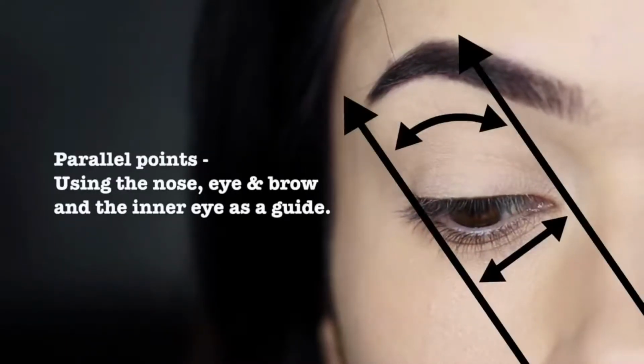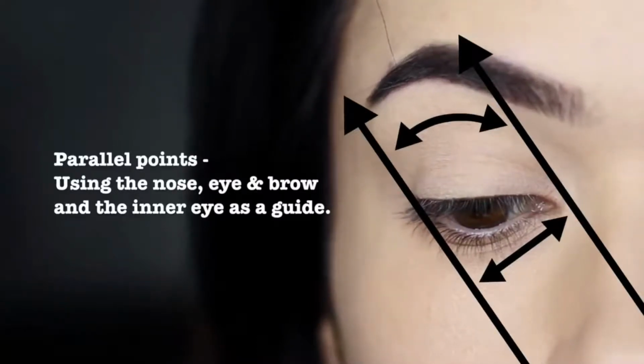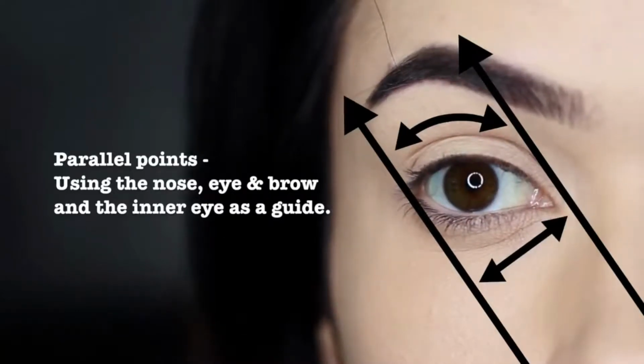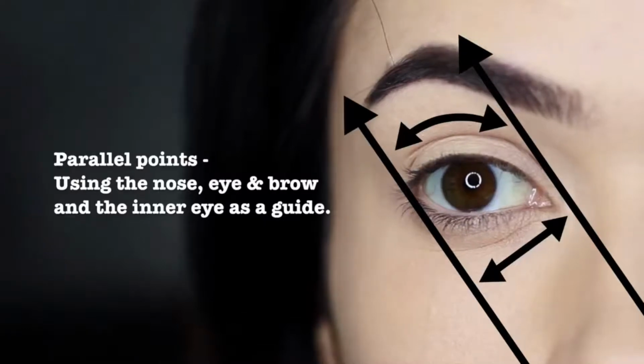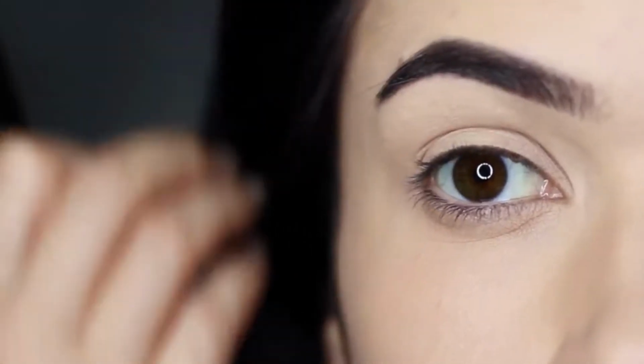Now, this looks really complicated. I promise you it's not. When you're applying eyeshadows, you want to keep them within these imaginary points. Using the edge of the nose, edge of the eye, and the edge of the brow, you create an imaginary line. This is the stopping point for most blending. And then for that inner part of the eye, you basically want to create a parallel line that stops beyond the tear duct. This is all about keeping your blend within these 2 points.